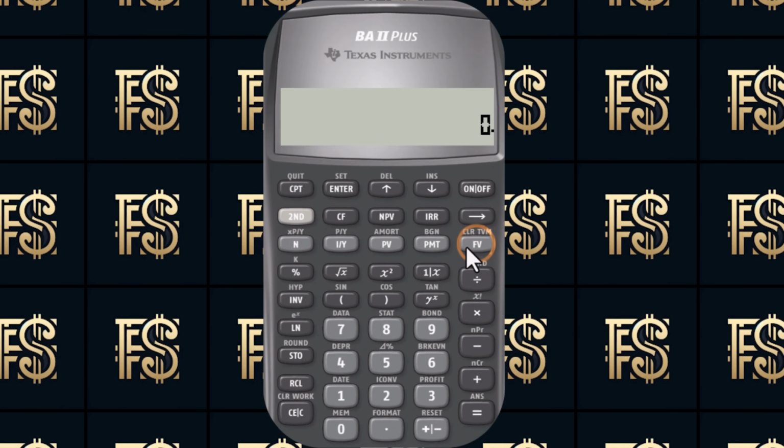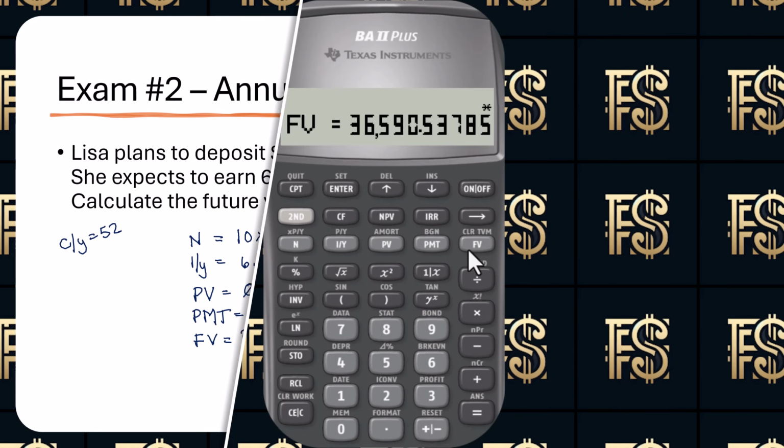Let's clear our inputs. We have 520 for N. We take 6.5, the APR, and divide it by 52 to convert it to a weekly rate. We take 50 for our payment, 0 for our present value, and we find the future value of this account. And what we find is that the future value of this account is $36,590.54.